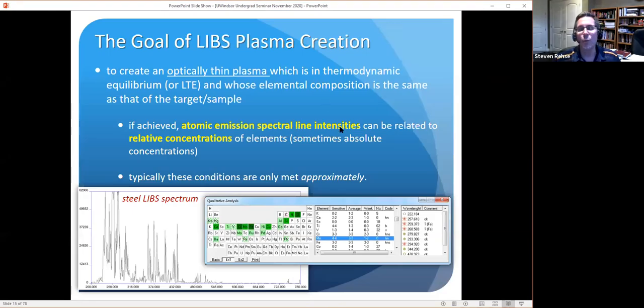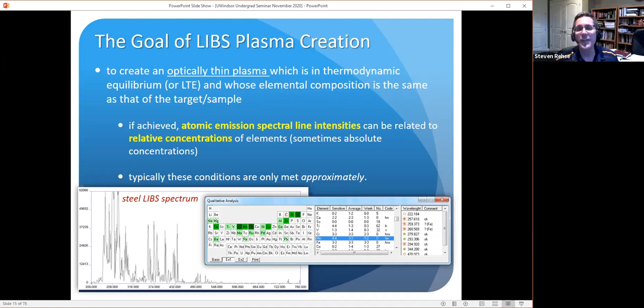So our goal when we shoot that laser is actually to create an optically thin plasma. And that's just a phrase that means that all the light that gets released by the atoms actually makes it out of the plasma. So it can't be so hot and so dense like a star, because none of the light makes it out of there. So it needs to be thin. It needs to be in thermodynamic equilibrium, or local thermodynamic equilibrium. And we hope that the elemental composition of the plasma is the same as the target, because we're analyzing the plasma, not the target, but we assume that those are similar.